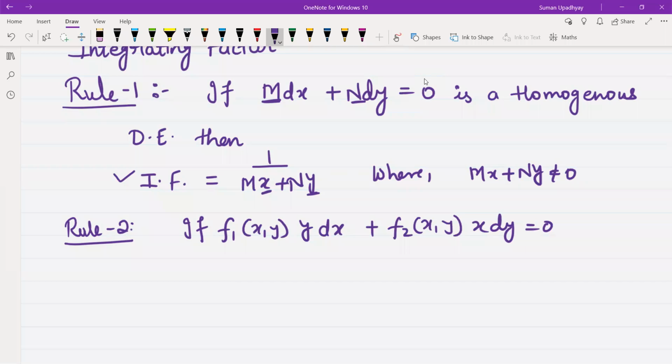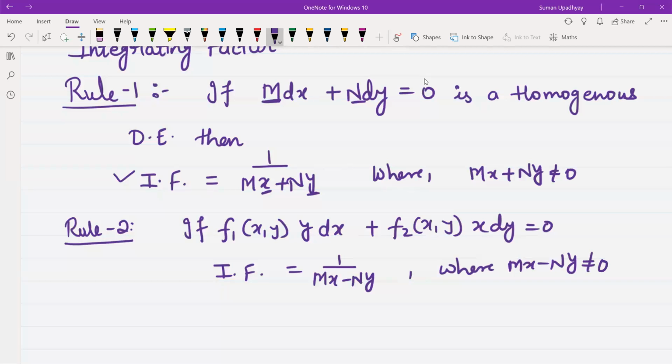In rule number 2, the formula for integrating factor is 1 upon (Mx minus Ny), where Mx minus Ny should not be equal to 0. I don't think there should be any problem in understanding when I'm going to apply rule number 1 and when I'm going to apply rule number 2.